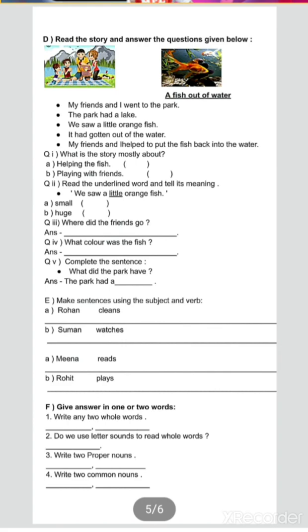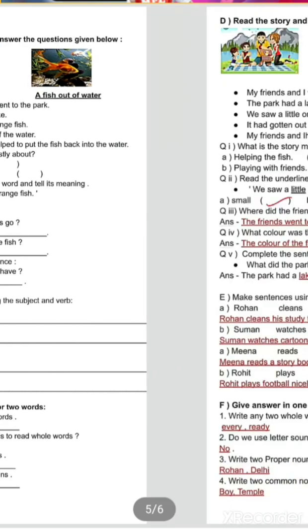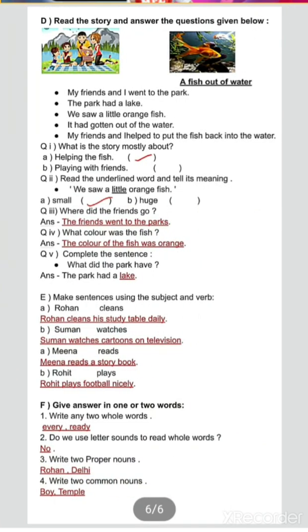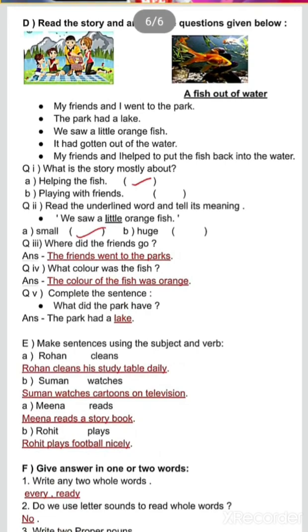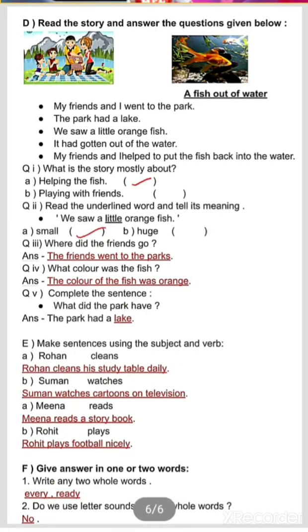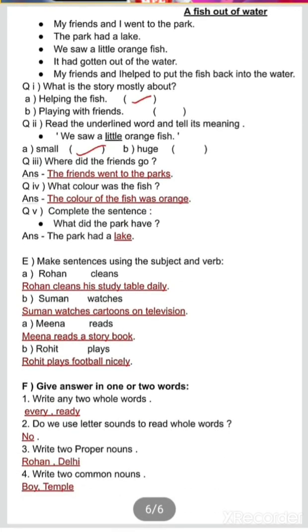Earlier also I have told you that while reading the whole words, we do not use any letter sounds. So the answer will be no. No, we do not use any letter sounds to read the whole words. We read them as we see them.